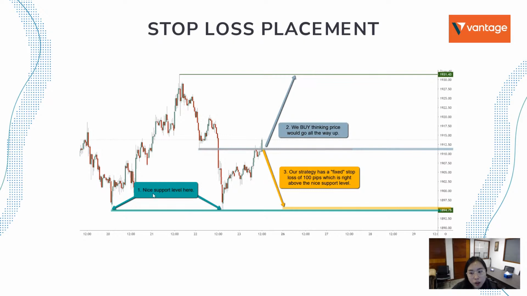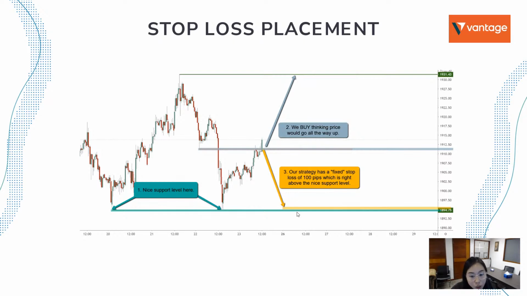So this is another example. We can use this as a nice support level here. We buy, thinking that price would go all the way up. There are traders, especially traders who are a bit newer to the game, who are a bit more misinformed. There's this practice out there where people use a fixed stop loss. We don't use a fixed stop loss, because a fixed stop loss oftentimes will get you wicked out prematurely.